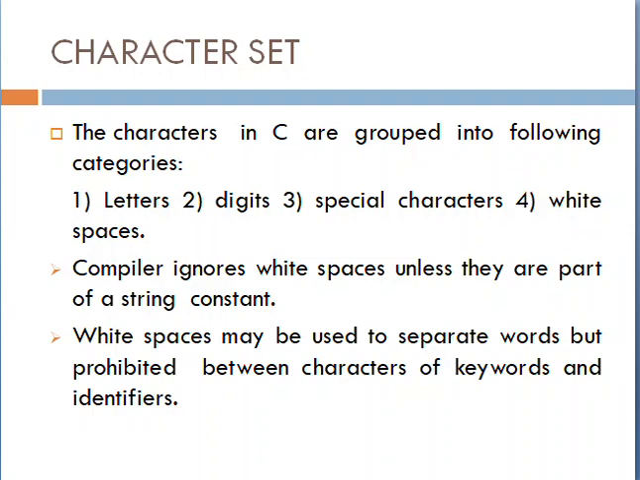Digits are, as we know, 0 to 9, only numeric values allowed. Special characters are like semicolon, double quotes, etc. There are many special characters. And white space is blank, tab, or new line. So the conclusion is that the combination of these 4 segments is known as a character set. Now we look one by one at the characteristics of letters, digits, special characters, and white space.